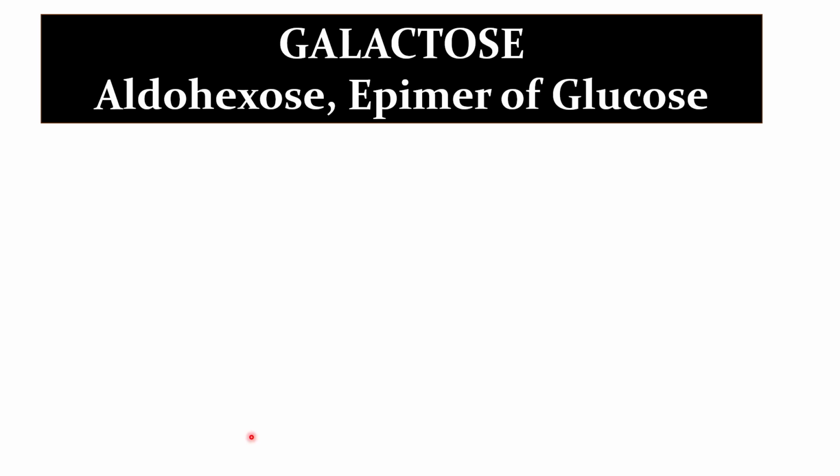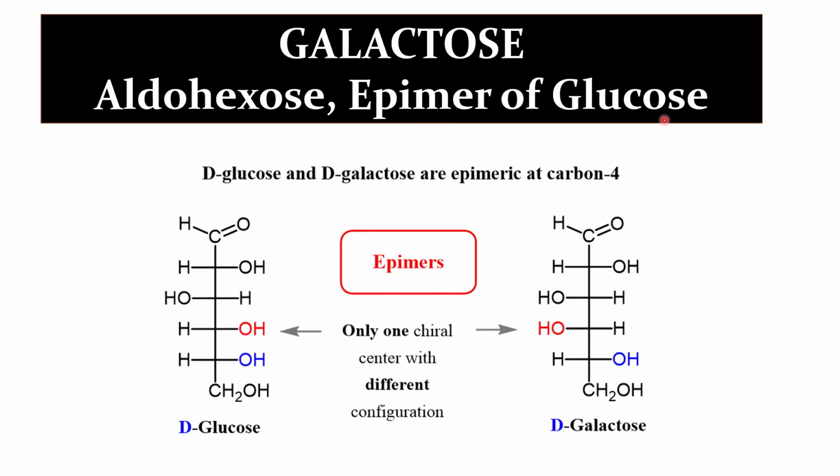Galactose is a carbohydrate that is an aldohexose and it is an epimer of glucose at carbon 4. We can see D-glucose and D-galactose are epimers at carbon 4.